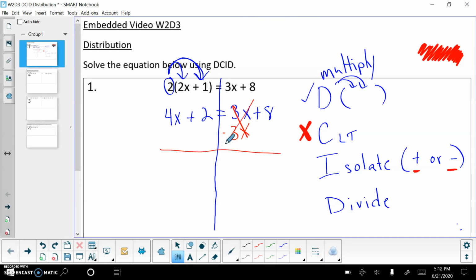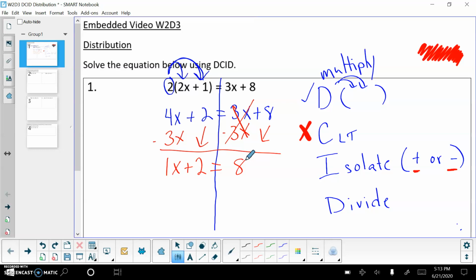But remember, one of our rules was that you have to do the same thing on both sides. So if I minus the 3x on the right, I have to minus it on the left. So now I just do 4x minus 3x, which is just 1x, because 4 minus 3 is 1, and the letter comes with it. I didn't do anything with the 2. It's still there, so it just comes down. I didn't do anything with that positive 8. It's still there, so it comes down. Now I'm left with 1x plus 2 equals 8.